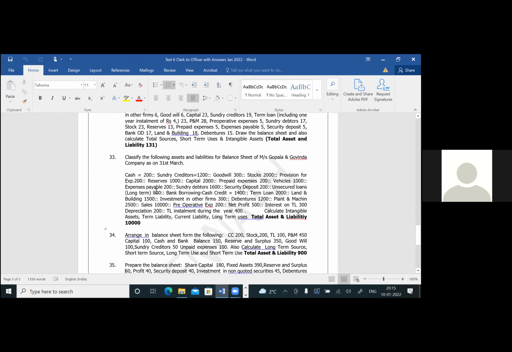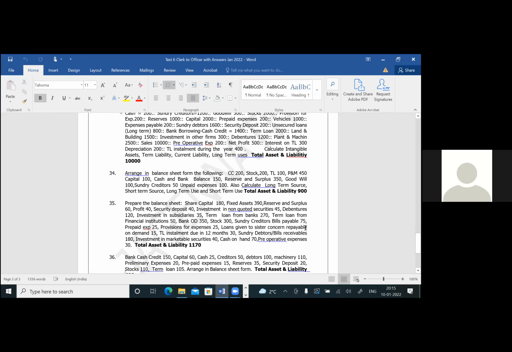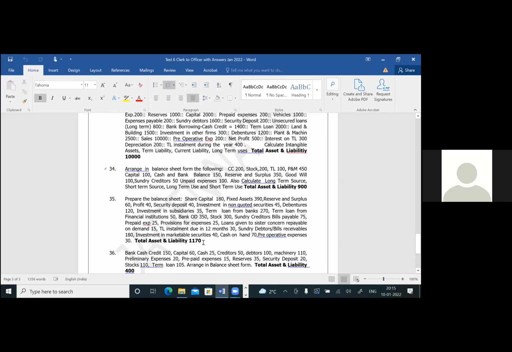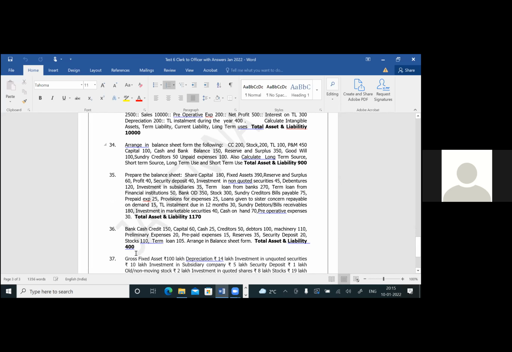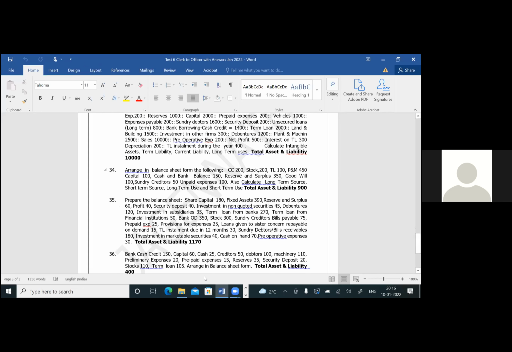Similarly, for question number 33, you should get 10,000. Question number 34, you should get 900. Question number 35, you should get 1,170 on both sides. Question number 36, it is 400. Question number 37, you should get 164. Okay, 1 or 2 I will show, very simple things. For example, question number 34, I will show first: arrange in balance sheet form the following. So for question number 34, we are going to show you the PowerPoint presentation.